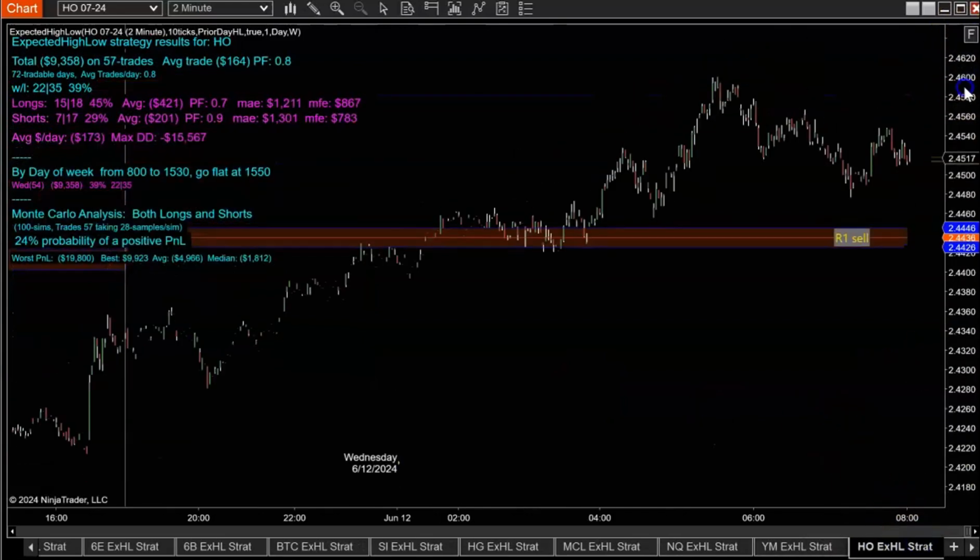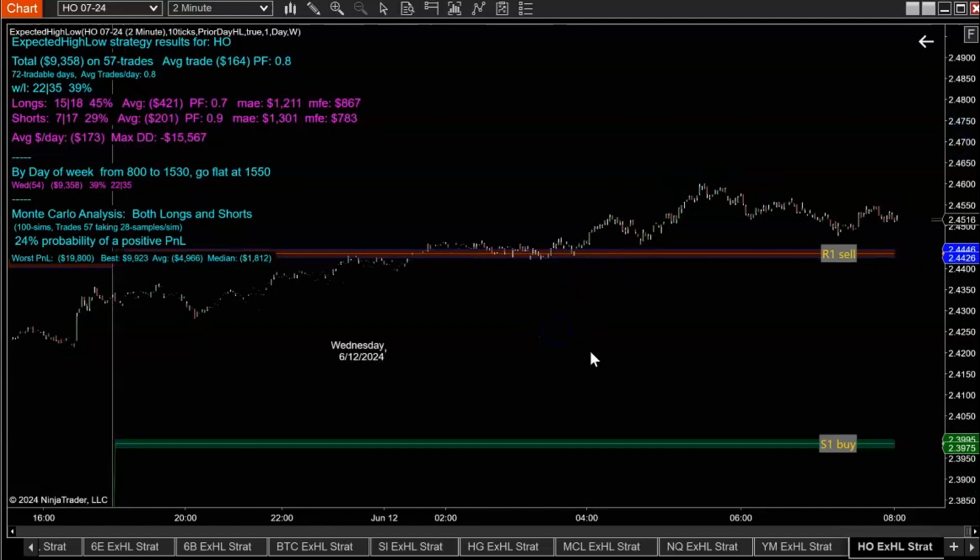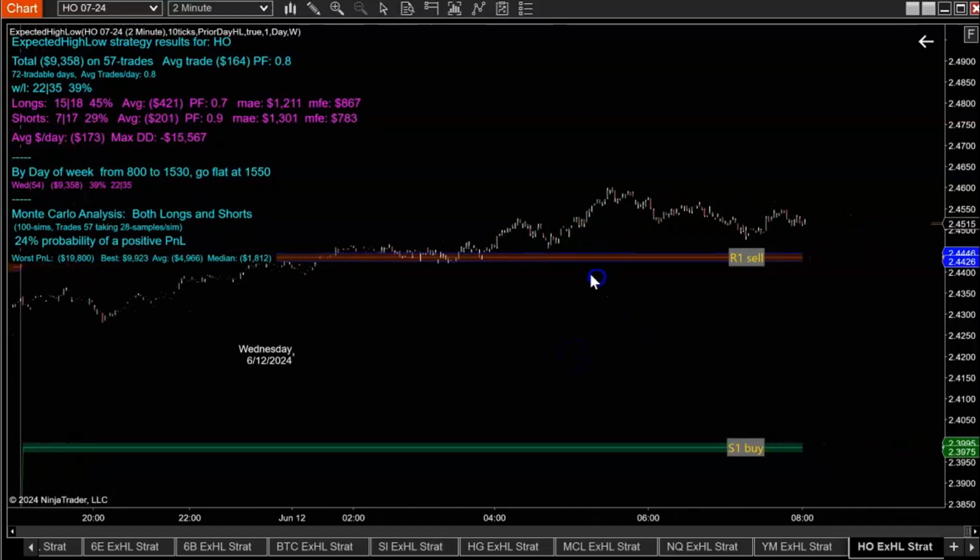All right, everybody likes heating oil. It's such a monster. So heating oil. I have hour of day turned off for heating oil, but it's a breakout day in heating oil. Longs above R1.